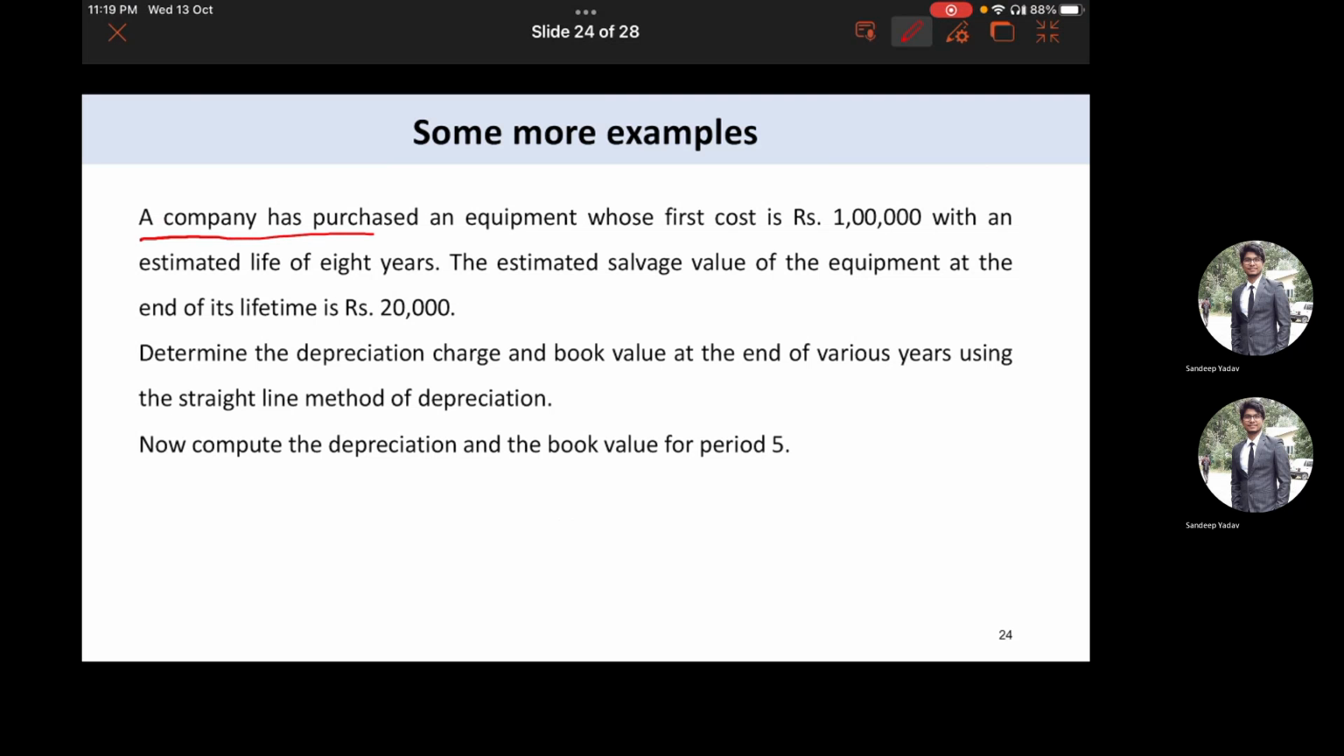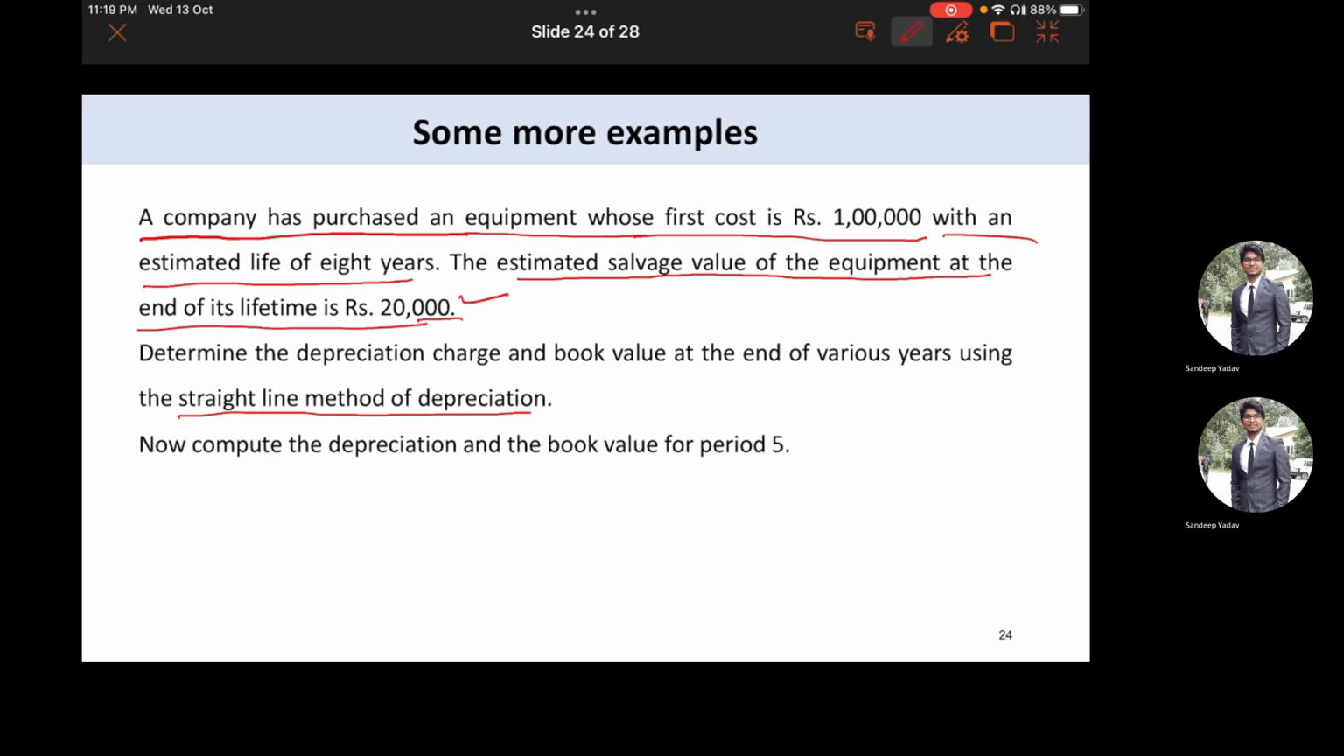A company has purchased an equipment whose first cost is 1 lakh rupees with an estimated life of 8 years. The estimated salvage value of the equipment at the end of its lifetime is 20,000. So now you can calculate the depreciable value, that is 80,000 rupees. Determine the depreciation charge and book value at the end of various years using the straight line method of depreciation. Now compute the depreciation and the book value for period 5. So this is the example of the straight line depreciation method.